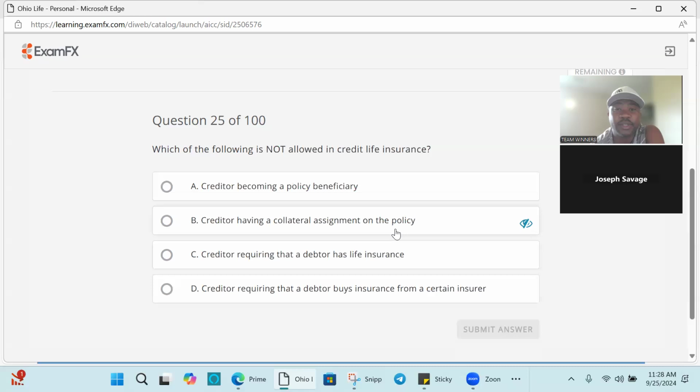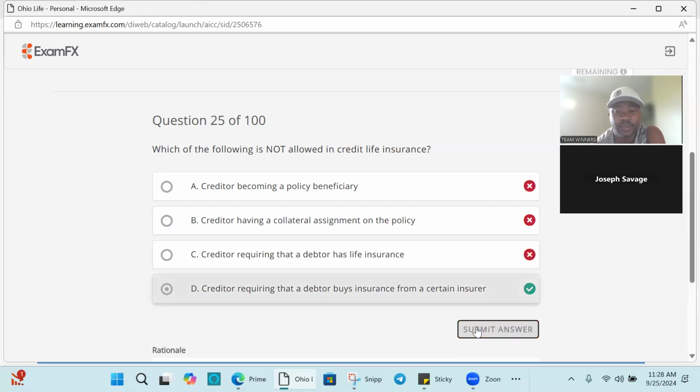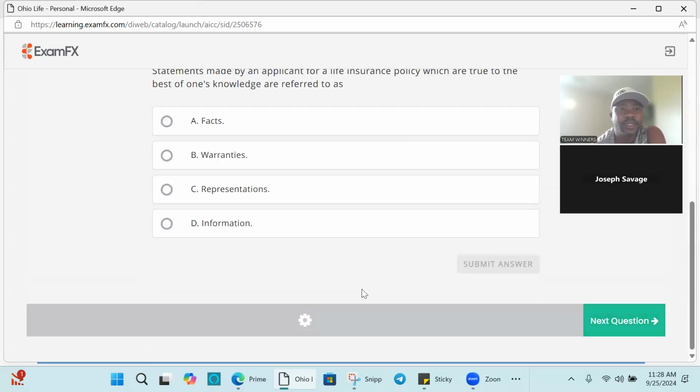Which of the following is not allowed in credit life insurance? Creditor becoming a policy beneficiary. Creditor having a collateral assignment on the policy. Creditor requiring that the debtor has a life insurance. Creditor requiring that a debtor buys insurance from a certain insurer. Probably this one. They can require that I have life insurance, but they cannot tell me who to buy it from.